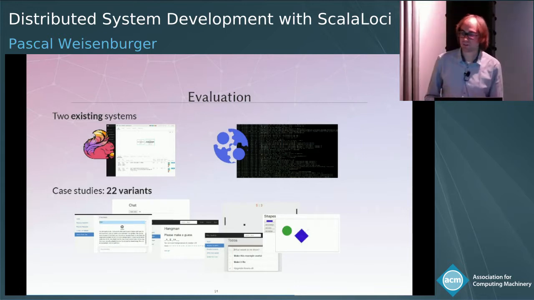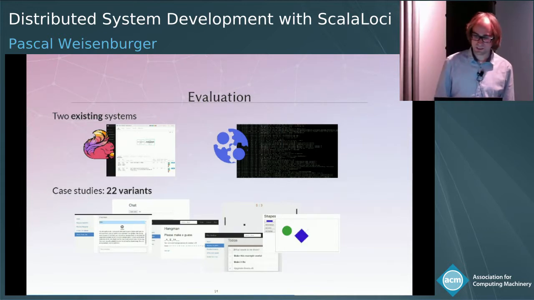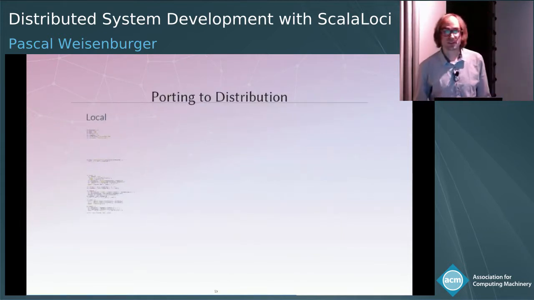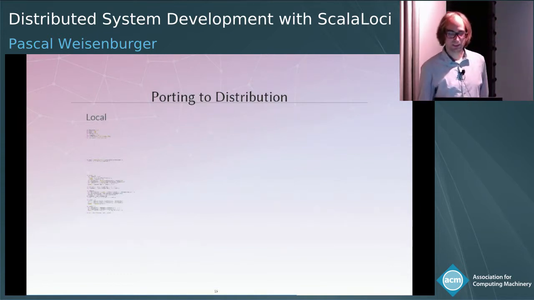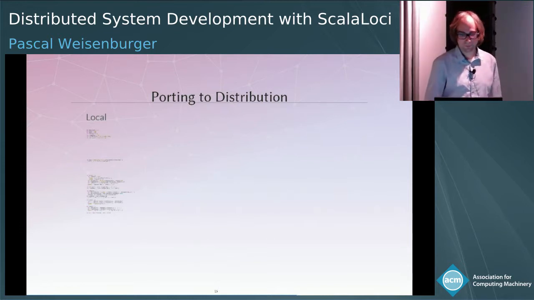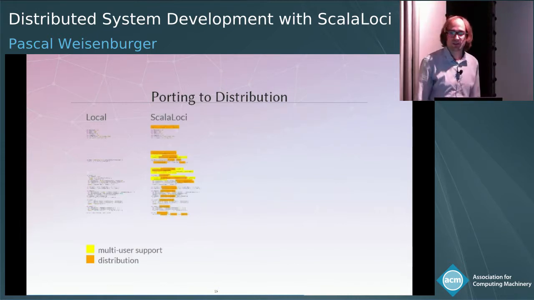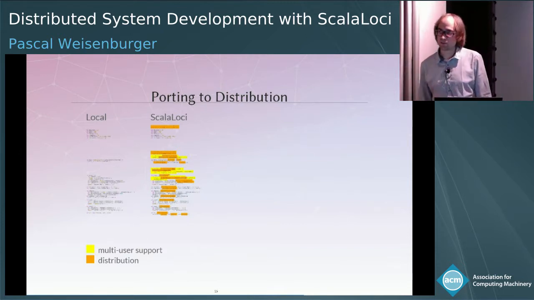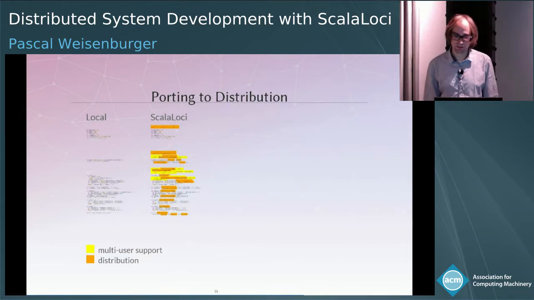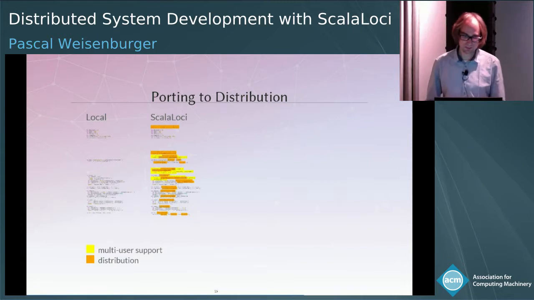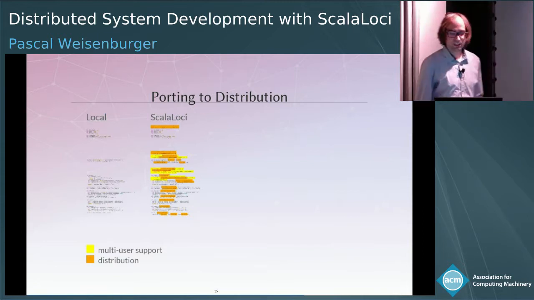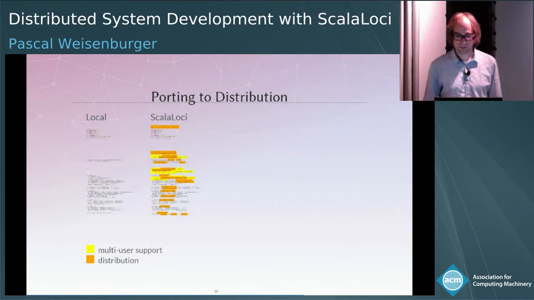And here, I want to give you a high-level intuition of how one of the applications in our case study looks like and how ScalaLoci compares against other approaches. This is one of our example applications. It's a simple ping pong game where we started with a purely local baseline. And as the next step, we use ScalaLoci to implement a distributed variant. So the yellow parts are functionality that we added for multi-user support that was not there in the local variant. And the orange parts are the ones actually needed for the distribution. So here we could just reuse most of the code and only needed to add placement specification and remote accesses.